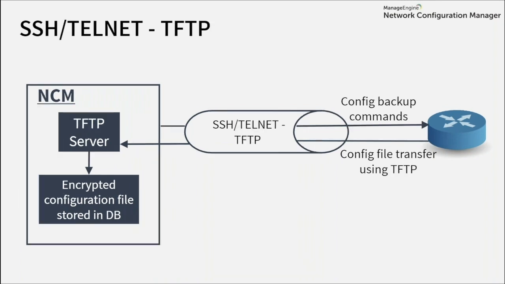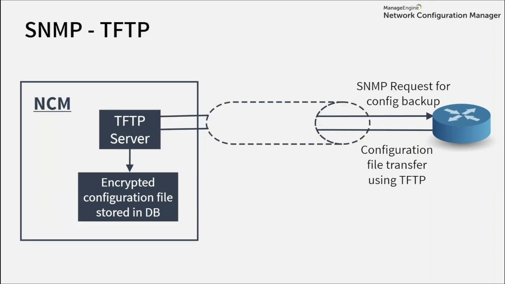The SSH or TELNET and TFTP based configuration backup happens through establishing a channel again in the same way, and the configuration backup commands are sent through to the device, and the device responds by transferring the file using TFTP through the same channel. The TFTP server then encrypts and stores the configuration file in the database.